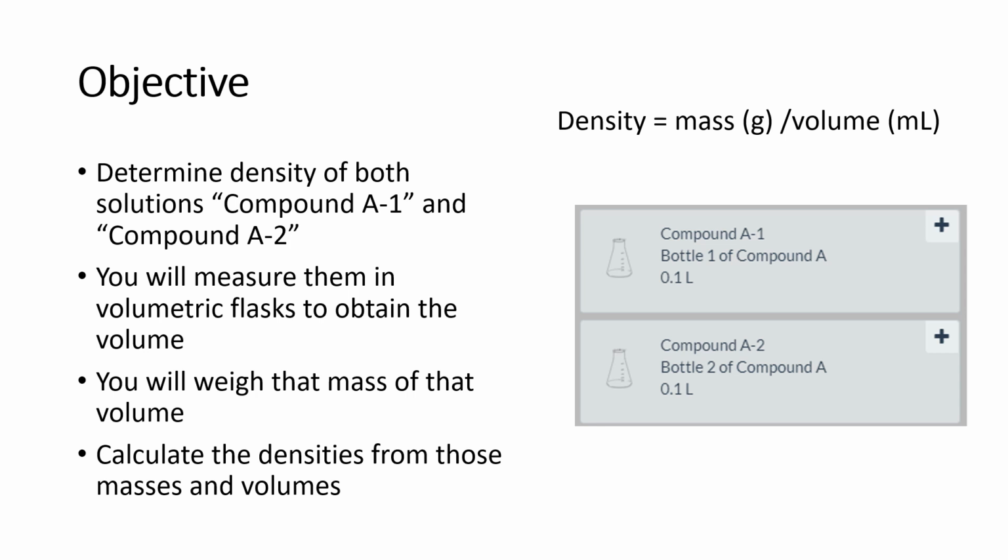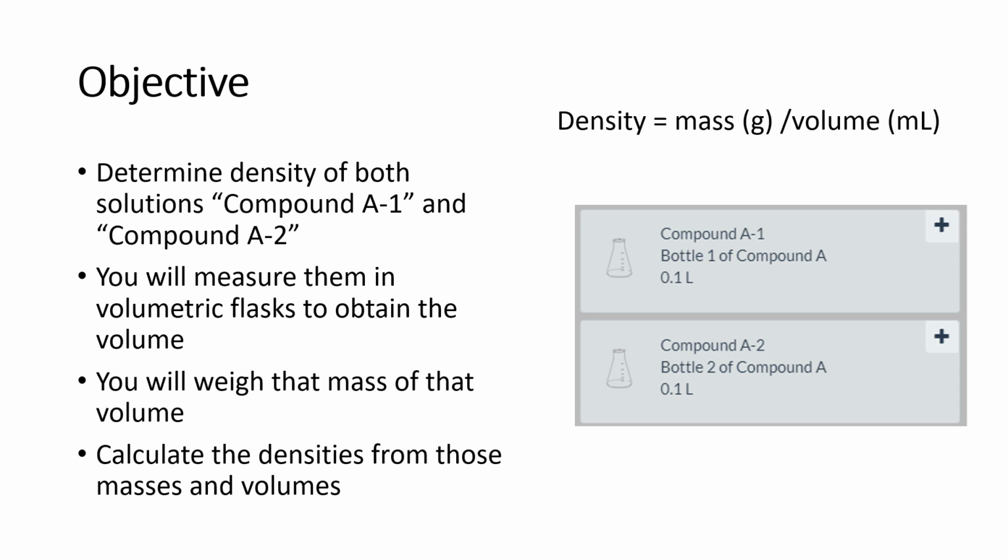So just an overview of what you're going to be doing. You're going to measure them in volumetric flasks. Volumetric flasks are pieces of glassware that have a line. That line is called a fill line. At that fill line is exactly whatever volume the volumetric flask is. So let's say it's a 50 ml volumetric flask. At the fill line, it's exactly 50 ml. So it's very, very accurate compared to a graduated cylinder or a beaker. It's meant to measure volumes.